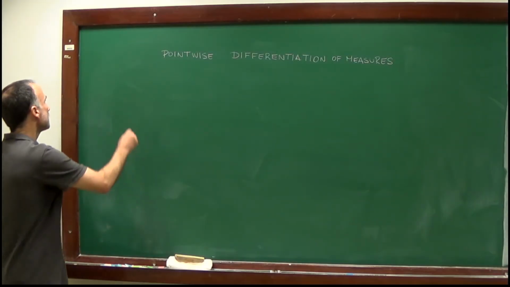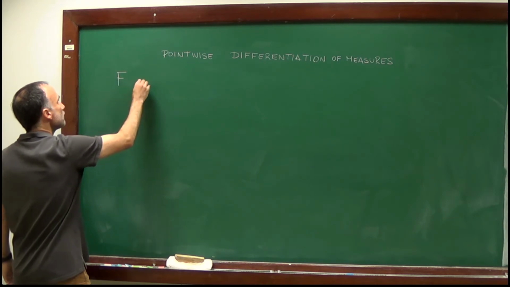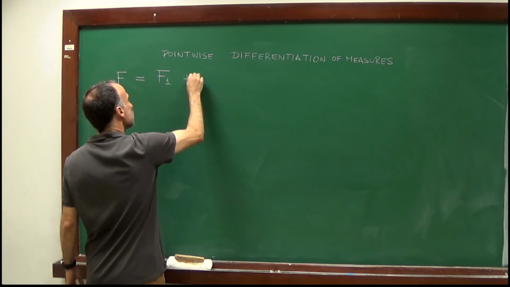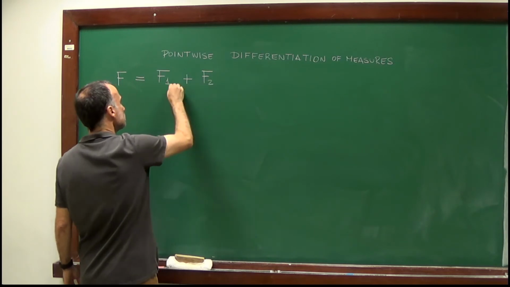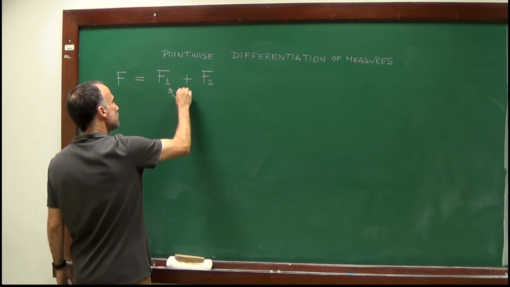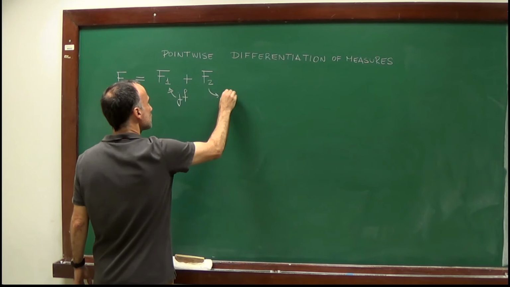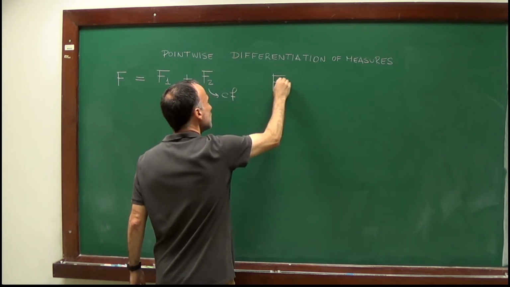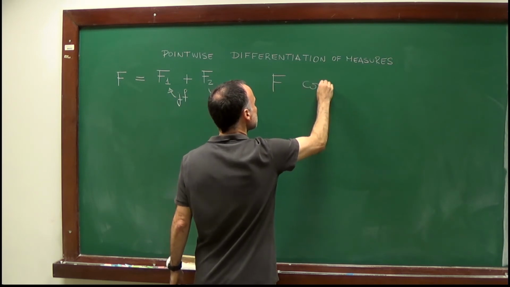So I proved that if I have a monotone function f, I can write it as the sum of a jump function plus a continuous function. So this is a jump function, and this is a continuous function. So now I'll concentrate on continuous functions. So from now on, I will assume that f is continuous.